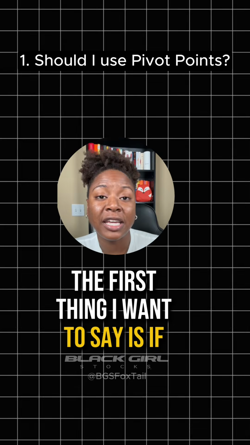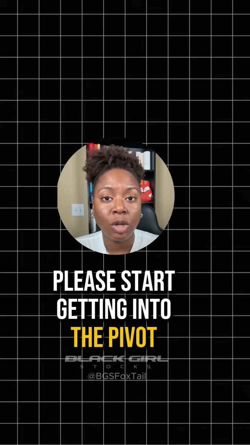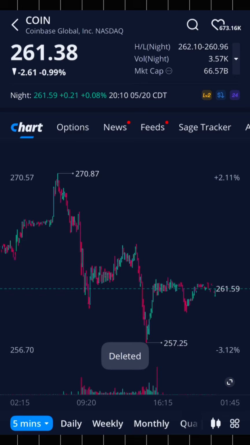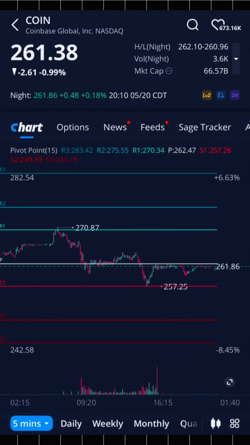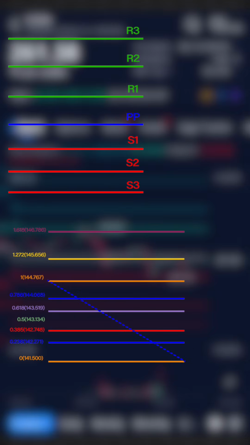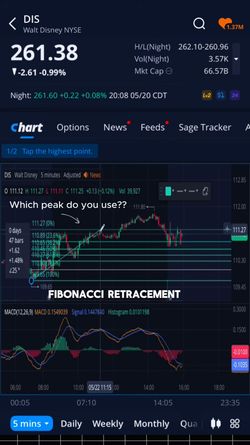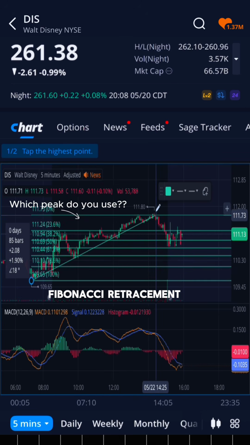The first thing I want to say is if you're day trading, absolutely, please start getting into the pivot point levels because it's basically easy support and resistance levels. It's really going to help navigate that volatility. Also, I feel like pivot points are a lot easier to use than Fibonacci levels if you're a beginner because they're automatically calculated for you. So they're definitely a go-to for beginners and for people who are familiar.